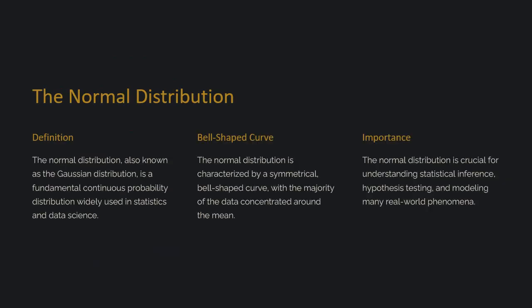Now let us talk about the normal distribution. Definition. The normal distribution, also known as the Gaussian distribution, is a fundamental continuous probability distribution widely used in statistics and data science. Bell-shaped curve. The normal distribution is categorized by a symmetrical bell-shaped curve with the majority of the data concentrated around the mean. Importance. The normal distribution is crucial for understanding statistical inference, hypothesis testing, and modeling many real-world phenomena.